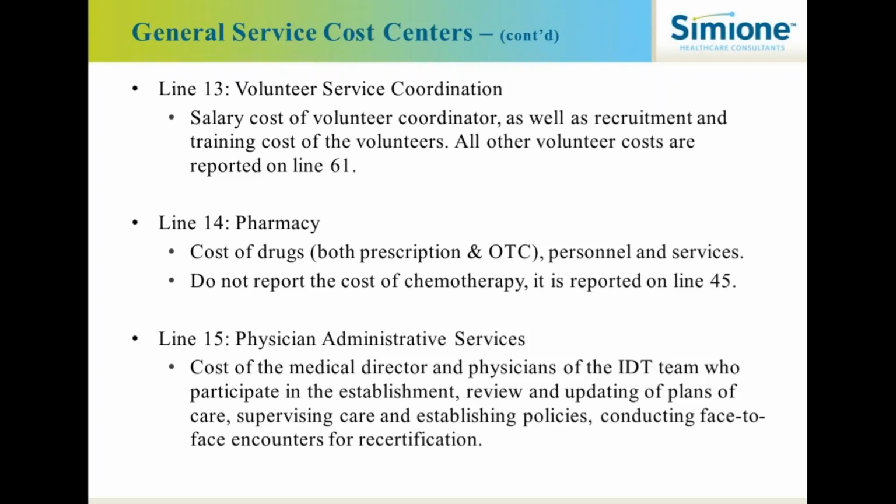So as we move on, let's talk about line 13, which is the volunteer service coordination. This is the salary cost of volunteer coordination as well as the recruitment and training cost of all the volunteers. All other volunteer costs would then be reported on line 61, which is the non-reimbursable cost center for the volunteers.